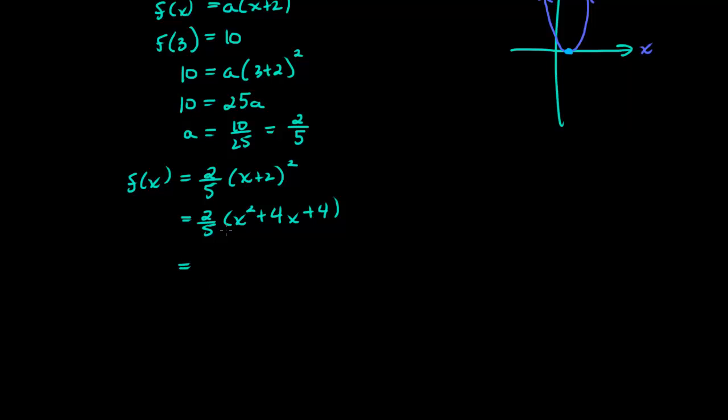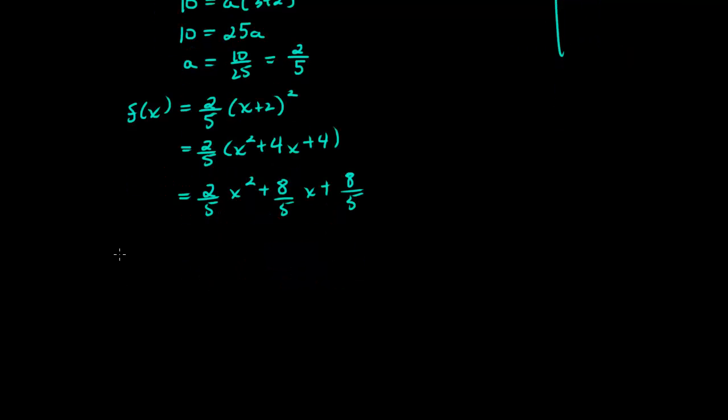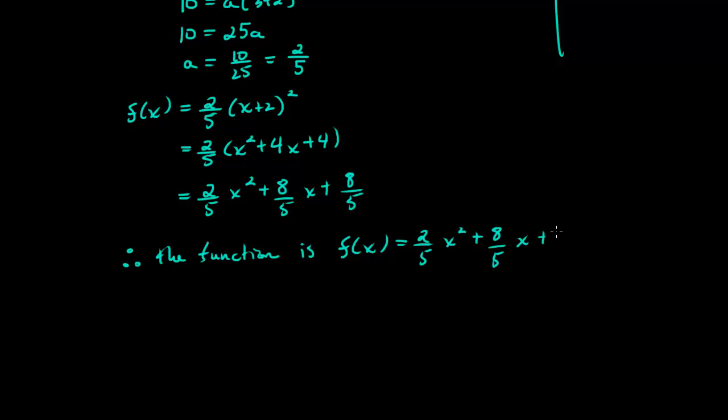Now we can distribute 2 over 5 to each of these terms, and we get 2 over 5 x squared plus 8 over 5 x plus 8 over 5 is our function in standard form when we distribute 2 over 5 into the brackets. So finally we can say, therefore, the function is f of x is equal to 2 over 5 x squared plus 8 over 5 x plus 8 over 5.